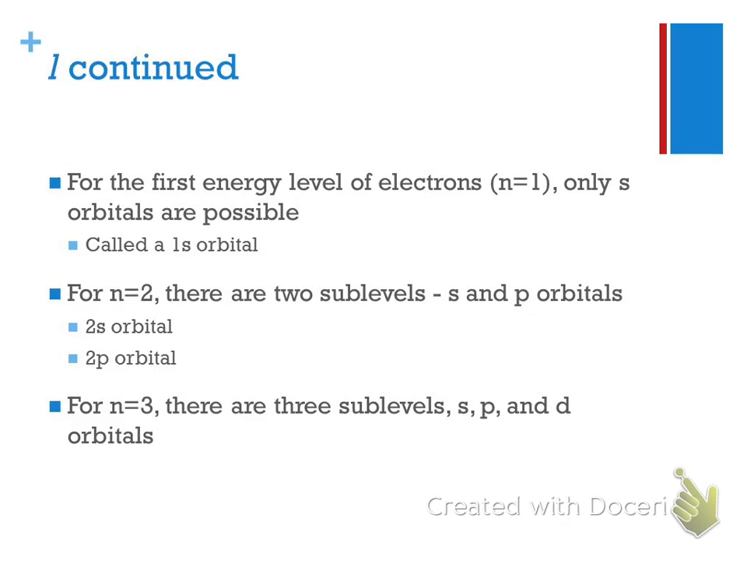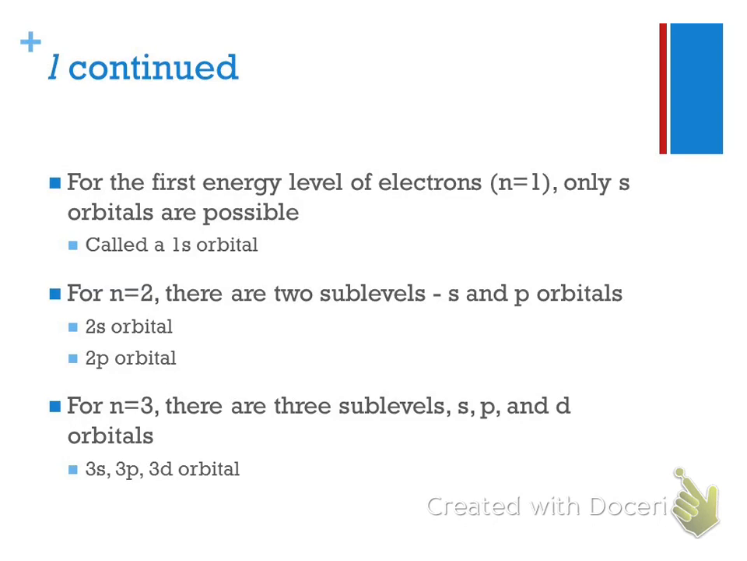Okay, for n equals 3, we've got 3 sublevels, s, p, and d. So for n equals 3, our L values are equal to 0, 1, and 2. And those numbers for L correspond to an s, p, and a d orbital. Right? Isn't that what your chart tells you? So for these, we would call them 3s, 3p, 3d. You have each of those 3 types of orbitals.